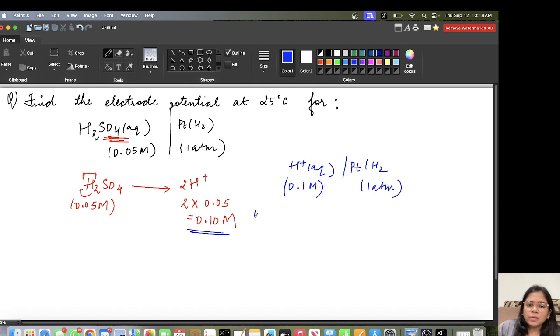Simply apply the formula, the Nernst equation. E cell is equal to E naught cell minus 0.059 by n, log base 10 of product by reactant.